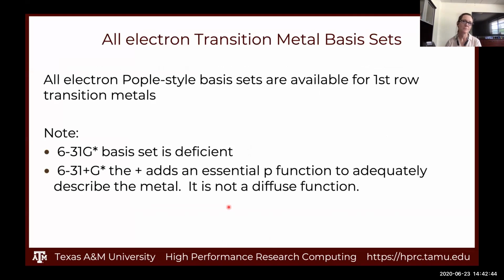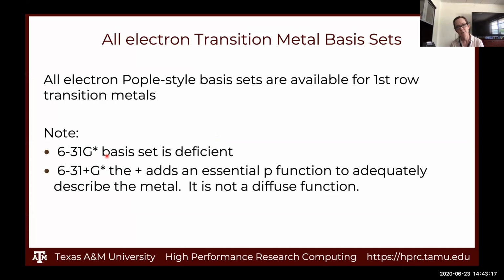I mentioned that there are all-electron transition metal basis sets that you can use, especially for the first row transition metals. I do want to note that the 6-31G star basis set is deficient. 6-31G star, by the way, is the same thing as 6-31G(d). Anyway, that basis set is deficient. It's available, you can apply it to your first row transition metal, but it's not going to give you good results. It's missing an essential P function.